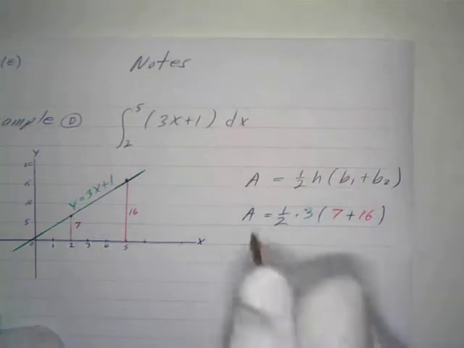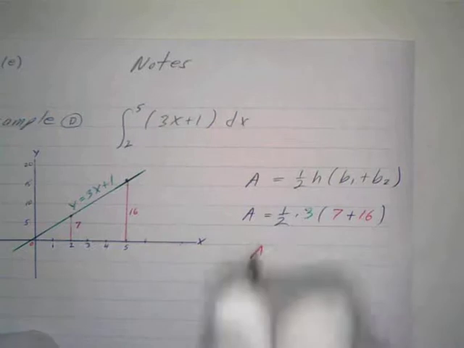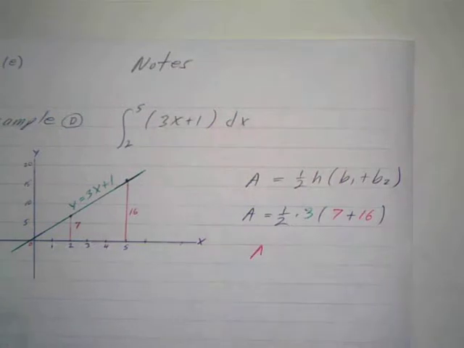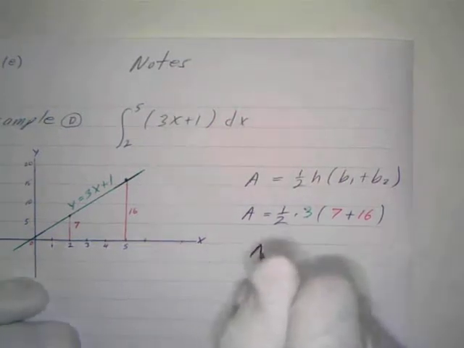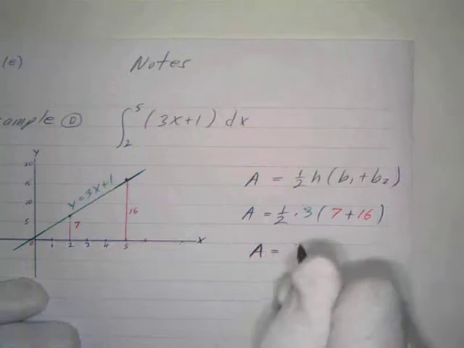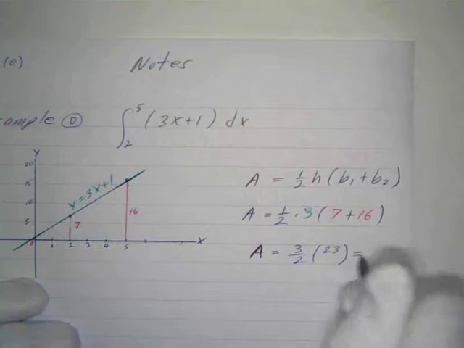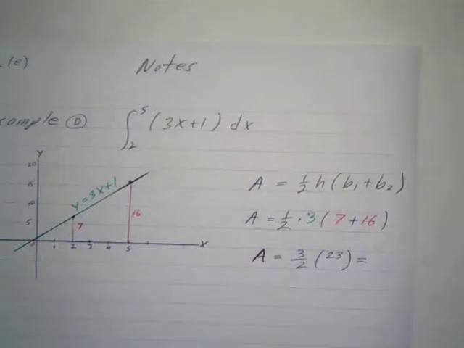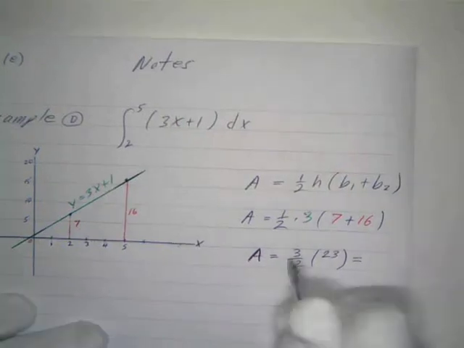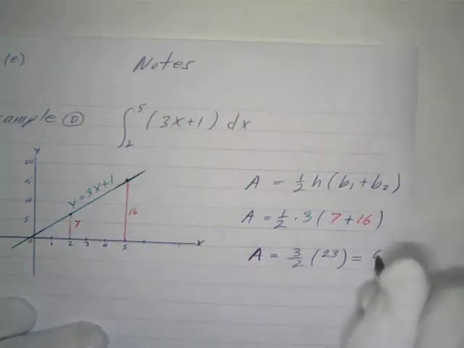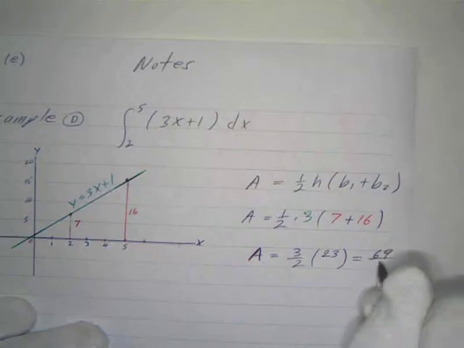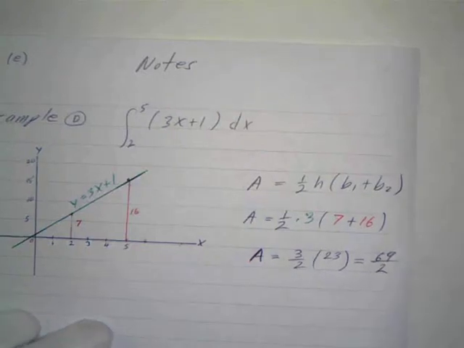And we can evaluate that. Area equals 3/2, and 7 plus 16 is 23. And if I just multiply that out, that's going to be 69 over 2, or 69/2. Okay, and that's your area.